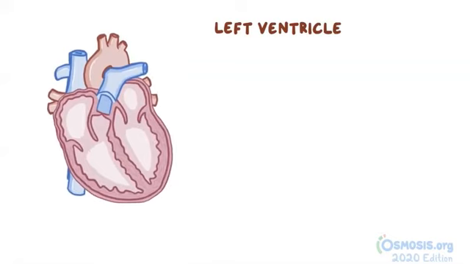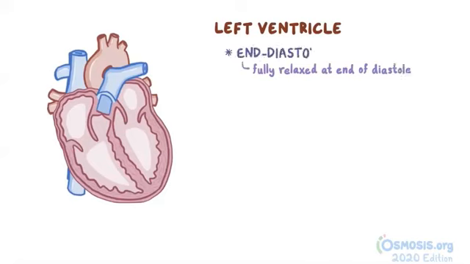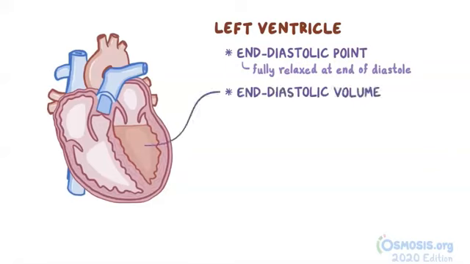To measure cardiac output, we first have to take a look at the left ventricle. There's a moment when the left ventricle is fully relaxed. It occurs at the end of filling or diastole, also called the end diastolic point, and the volume of blood within the left ventricle is called the end diastolic volume, and it's about 120 milliliters.